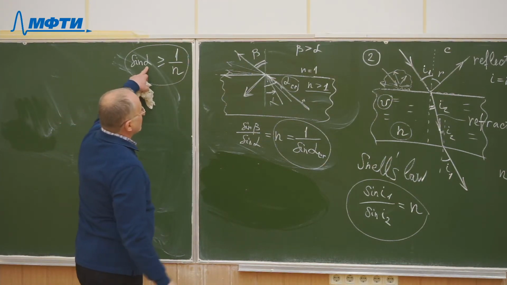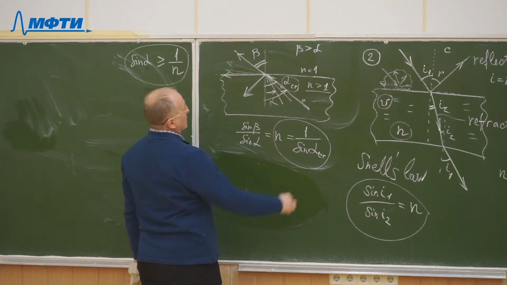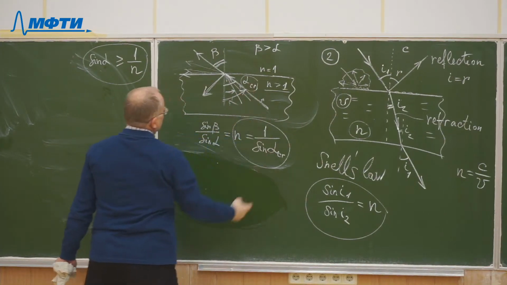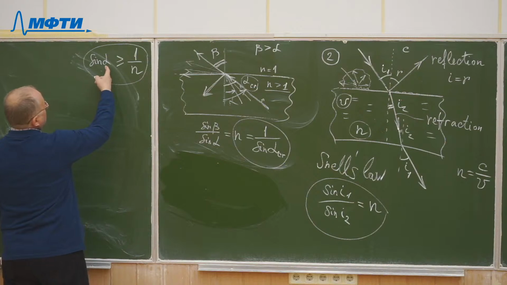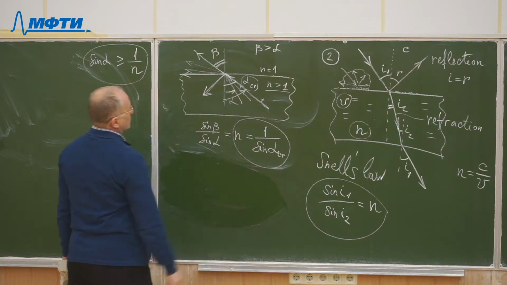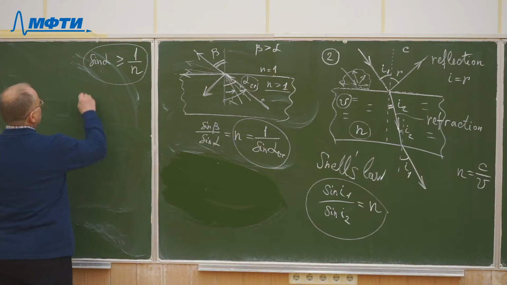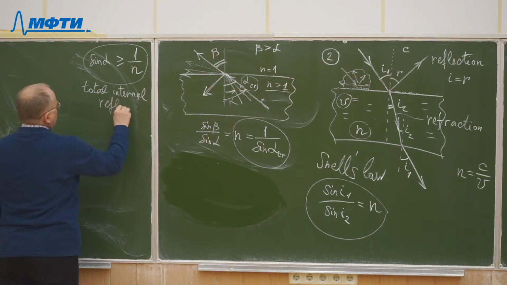We have to choose such angles alpha for the light ray going from the glass plate to the air, such angles alpha which are larger than critical alpha. And if critical alpha is defined by this formula, then for any angles alpha larger than critical alpha, sine alpha will be larger than 1 over n from this equation, and that will be the condition for total internal reflection.